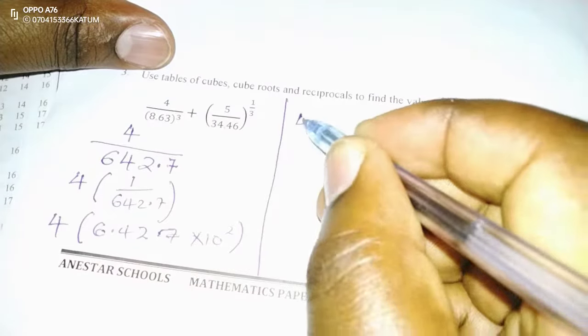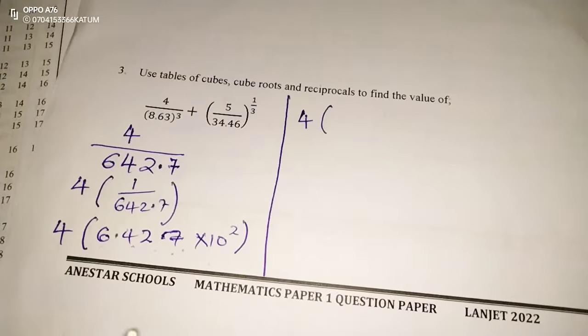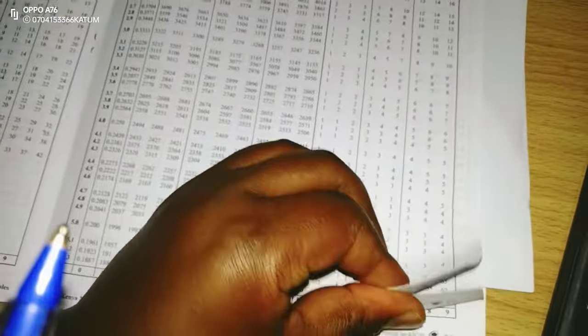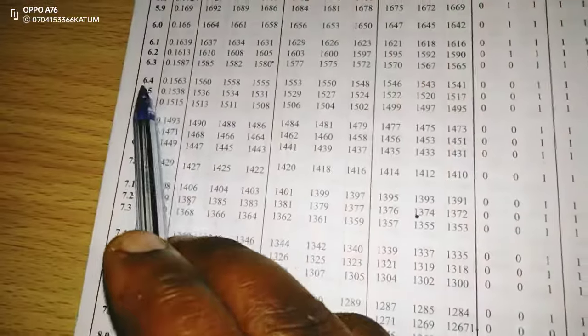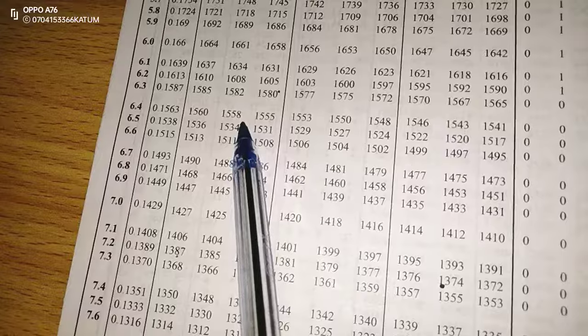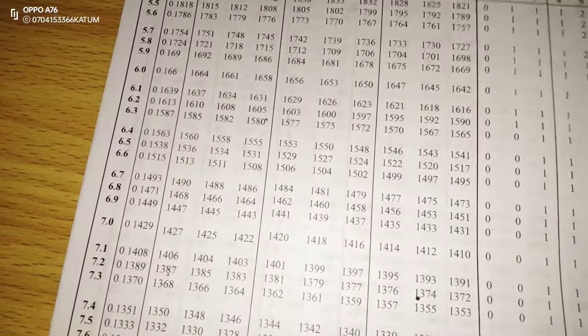So we can have our 4 again here, then 6.427 on the reciprocal tables. 6.42. Let me open the reciprocal tables. Yes, here it is. 6.42. So you have 6.4, then 2 is here. We have 0.1558.